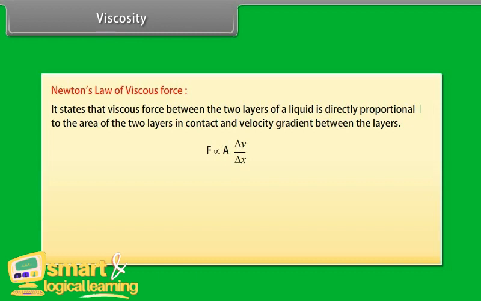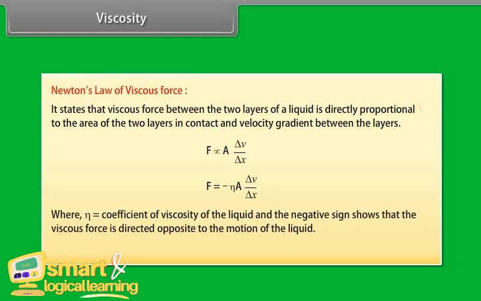F is directly proportional to A times delta v upon delta x. This equation can be written as F = -ηA delta v upon delta x, where η is the coefficient of viscosity of the liquid, and the negative sign shows that the viscous force is directed opposite to the motion of the liquid. Its dimensional formula is ML^-1 T^-1.